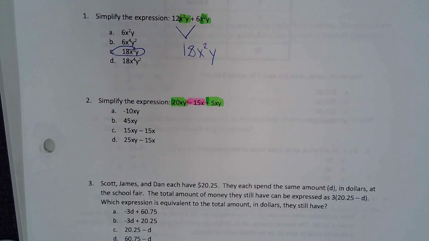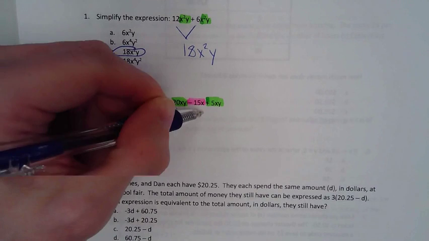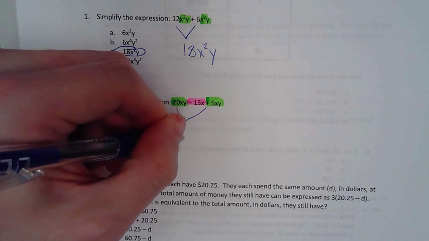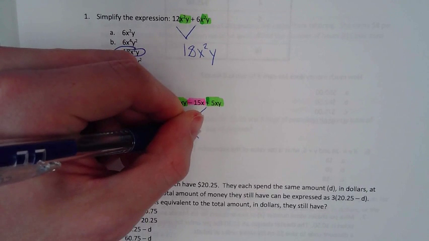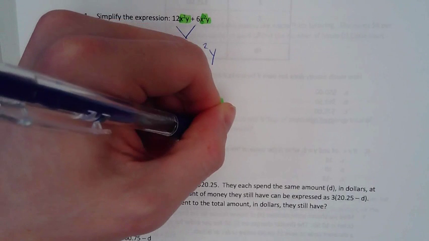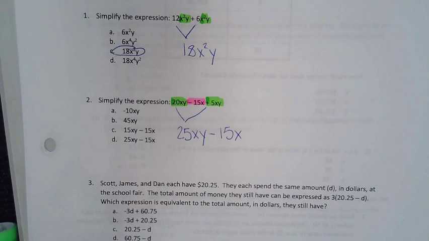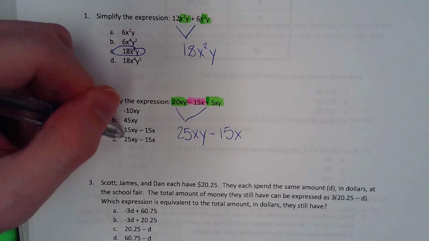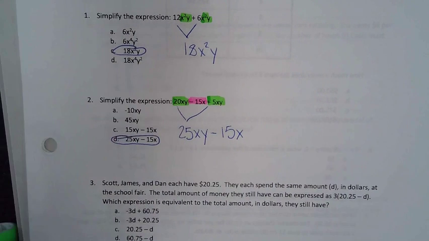So now I combine what I can. I can combine the greens. So what is 20xy plus 5xy? 25xy. And what do I do with that minus 15x? You just put it with the 25xy, so 25xy minus 15x. Yep, we can't combine it, so it just comes down. So the answer is D. Questions on 1 and 2?